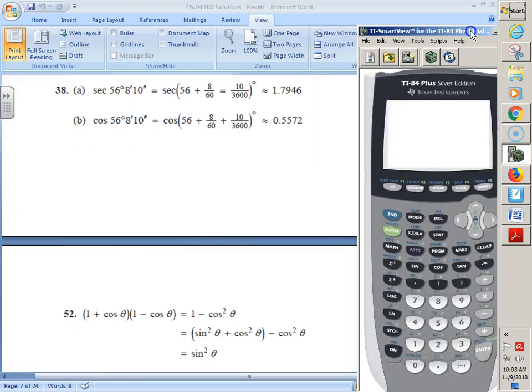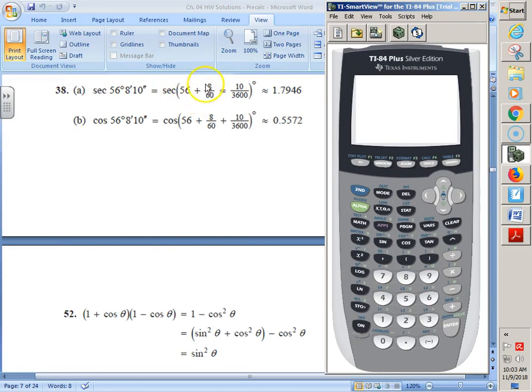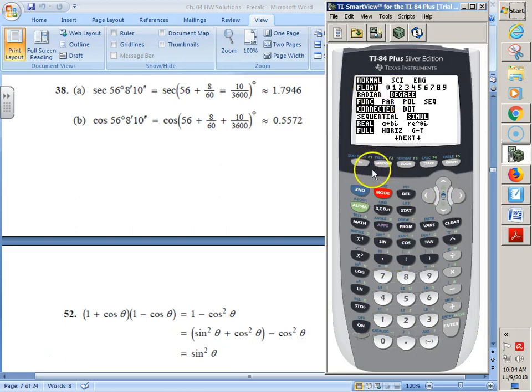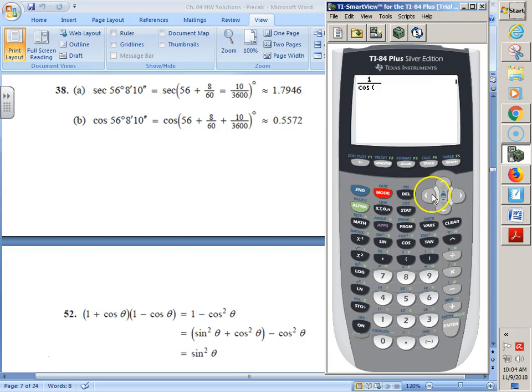But here's something spiffy. You don't have to do 56 plus 8 60ths plus 10 3600ths because our calculator actually, let me make it pretty. The nice little fraction. Our calculator actually knows, hold on, degree mode, right? Okay, good. Our calculator knows degrees, minutes, seconds.